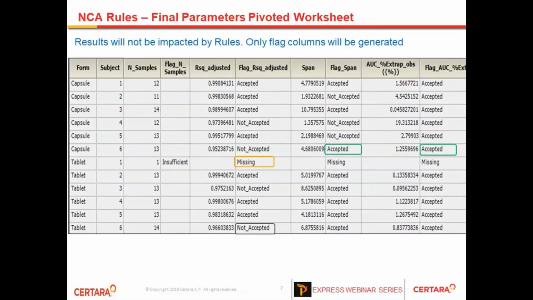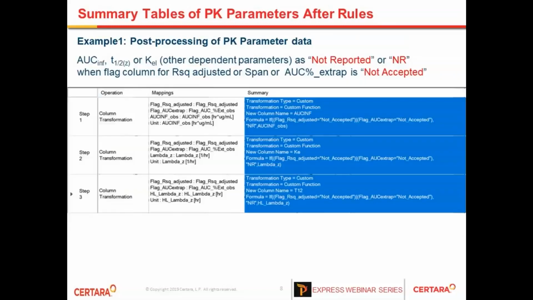So back here, this does not remove any values. It just puts an accepted or not accepted. But what we might want to do in our first example is to replace this not reported with NR. So let's take a look at what this can do.